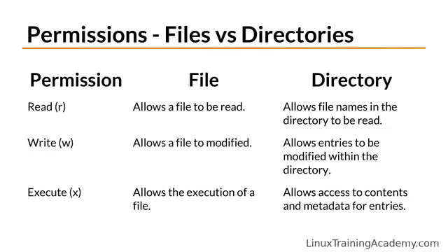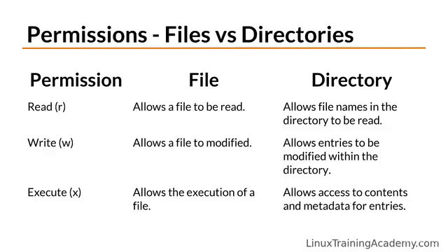However, they have a slightly different meaning when they're applied to directories. For example, when read permissions are applied to a directory, that means you can see the file names in the directory. If you don't have read permissions to a directory, you will not be able to see the directory's contents. The write permission, when applied to directories, allows entries to be modified within the directory, so you can edit files that are in the directory.